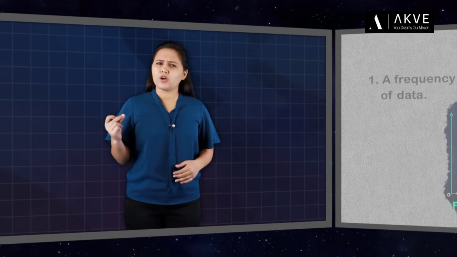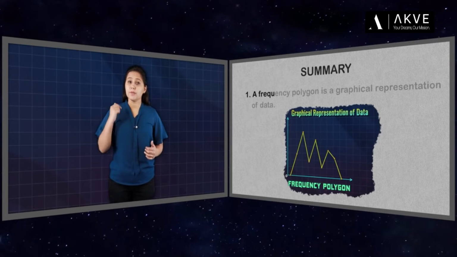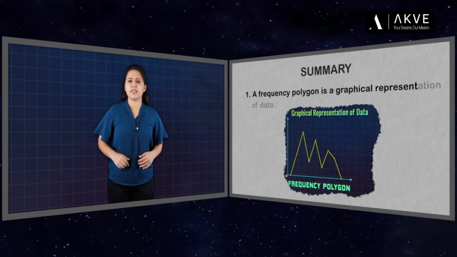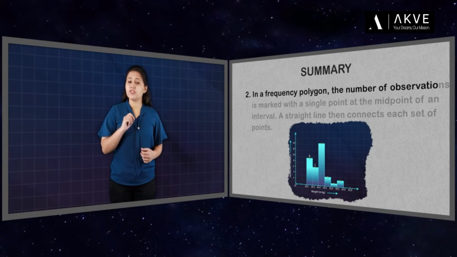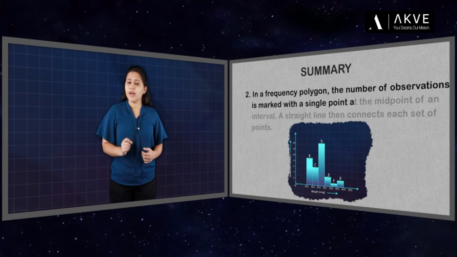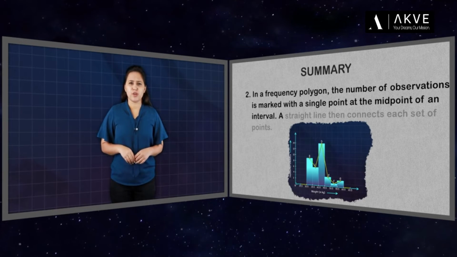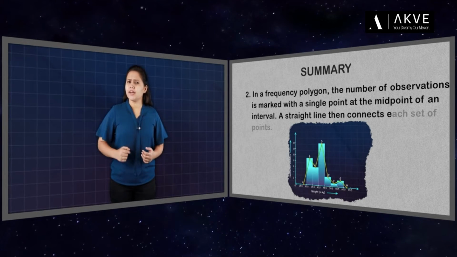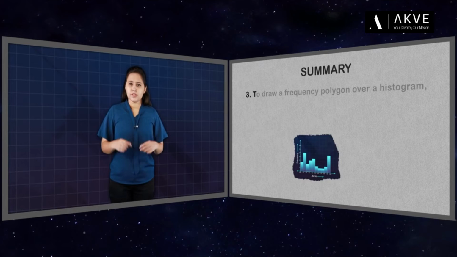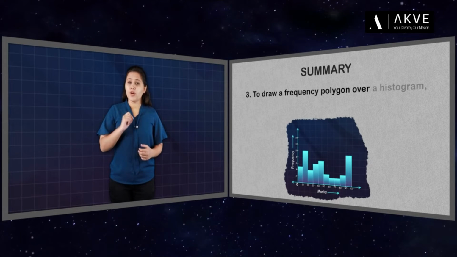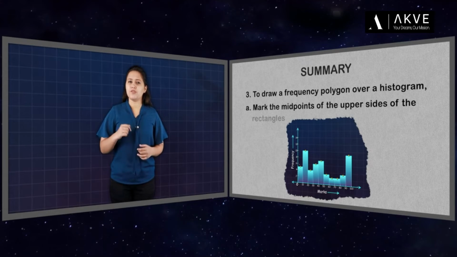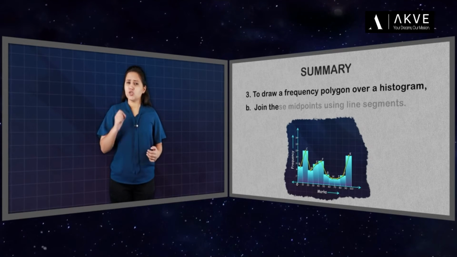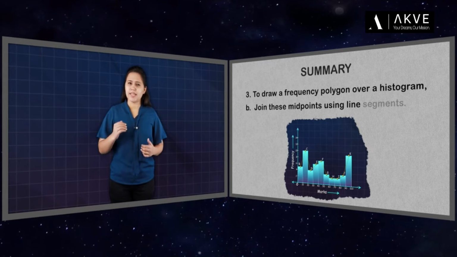Now, let's do a quick recap. A frequency polygon is a graphical representation of data. In a frequency polygon, the number of observations is marked with a single point at the midpoint of an interval. A straight line then connects each set of points. To draw a frequency polygon over a histogram, first mark the midpoints of the upper sides of rectangles. Then, join these midpoints using line segments.